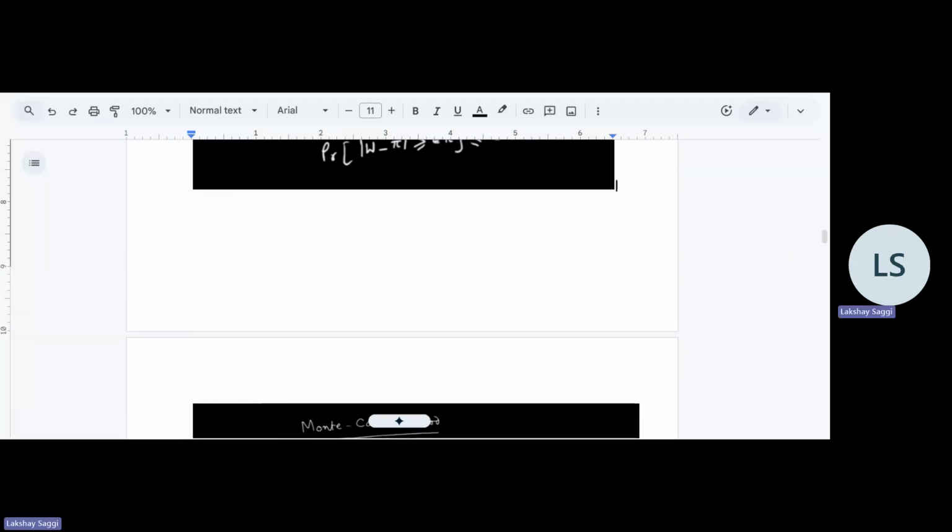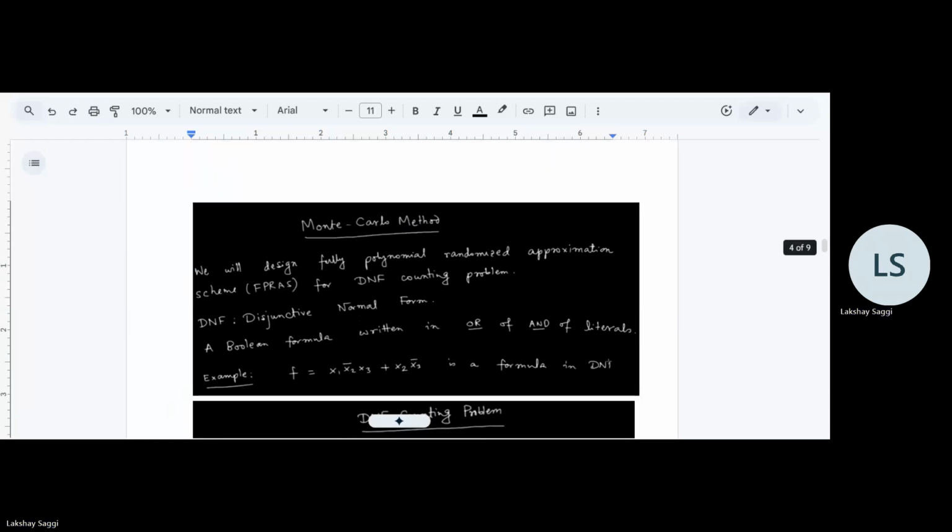This is a very well-known example, but nonetheless a pretty cool idea for estimating the value of pi. And then coming back to Monte Carlo methods, after estimating the value of pi, another thing which was discussed was designing a fully polynomial randomized approximation scheme for the DNF counting problem.